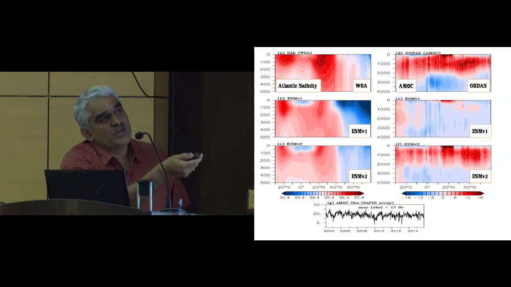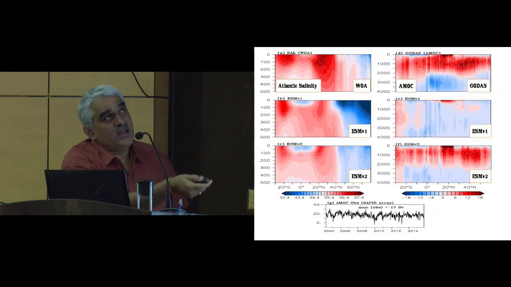This was the problem when you look at the salinity in the Atlantic. This is from the World Ocean Atlas. This is the V1. You can see a very, very large freshening of salinity in the North Atlantic, and that we have reduced because of the improvements in the fluxes.